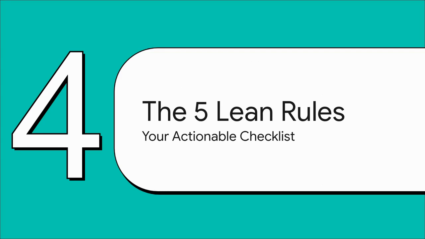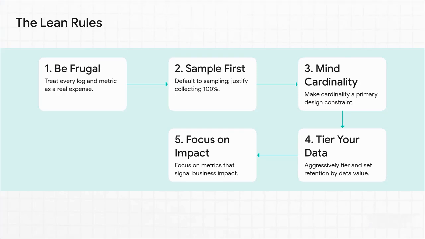So, how can you get these same results? Let's wrap this all up with the final section, a clear, actionable checklist that you can take back to your team, like today. These are the 5 lean rules for Azure Observability. Here we go. Number 1, be frugal. Treat every single log and every single metric like it's a real expense coming out of your budget.